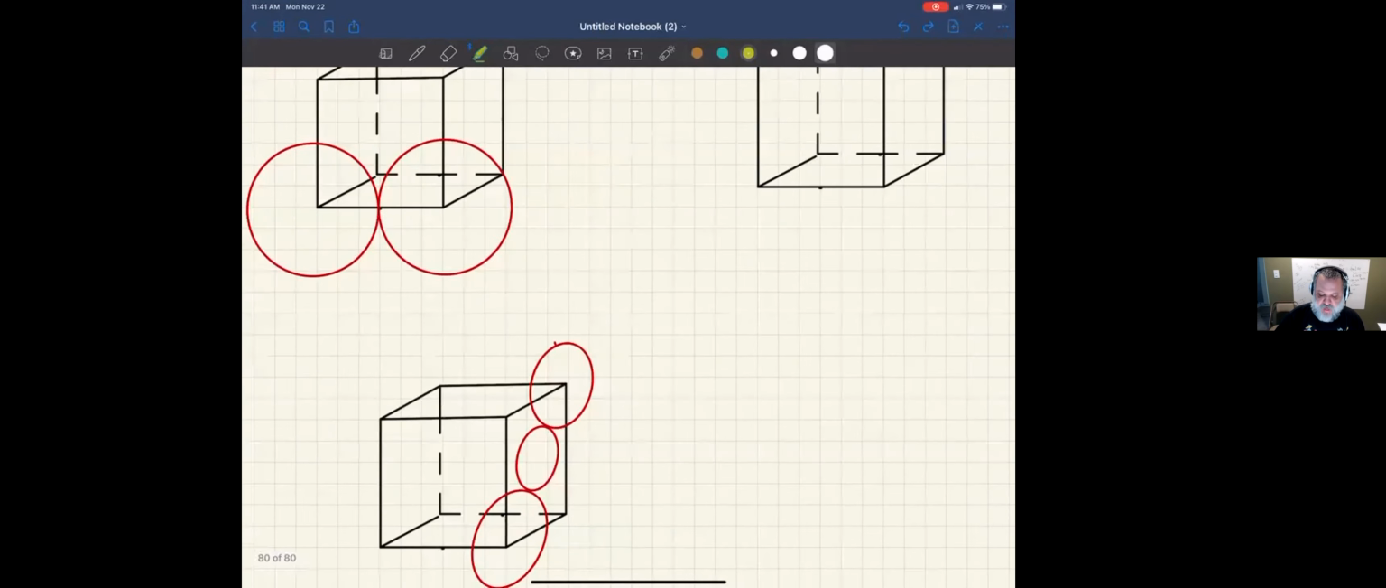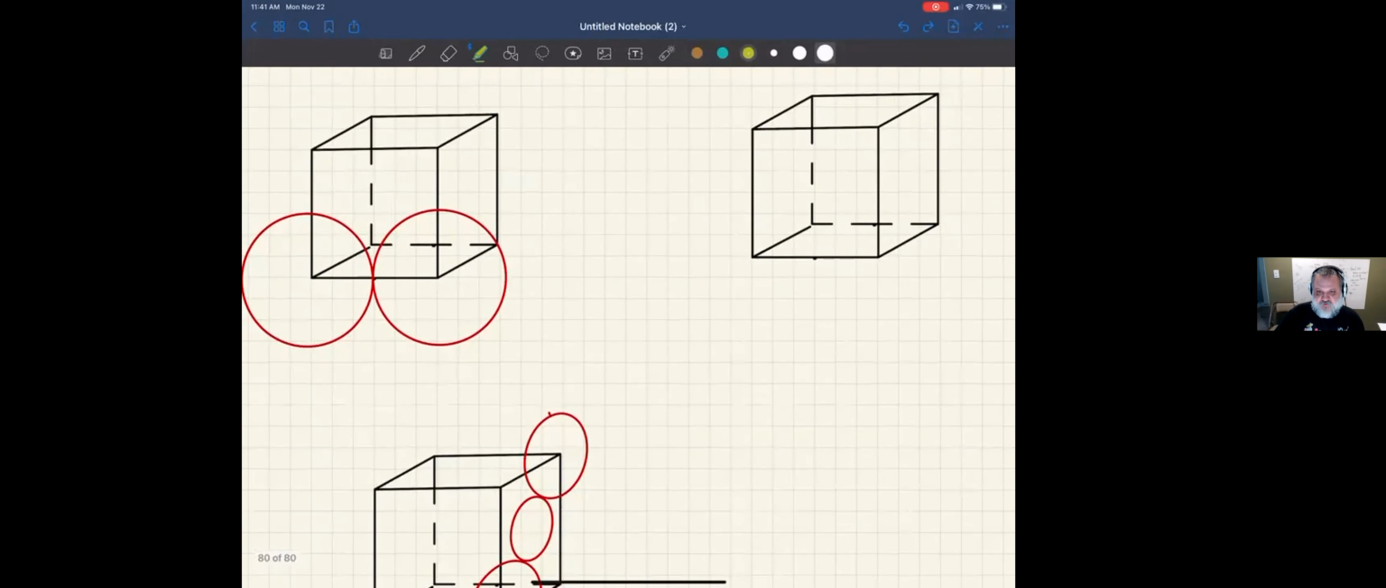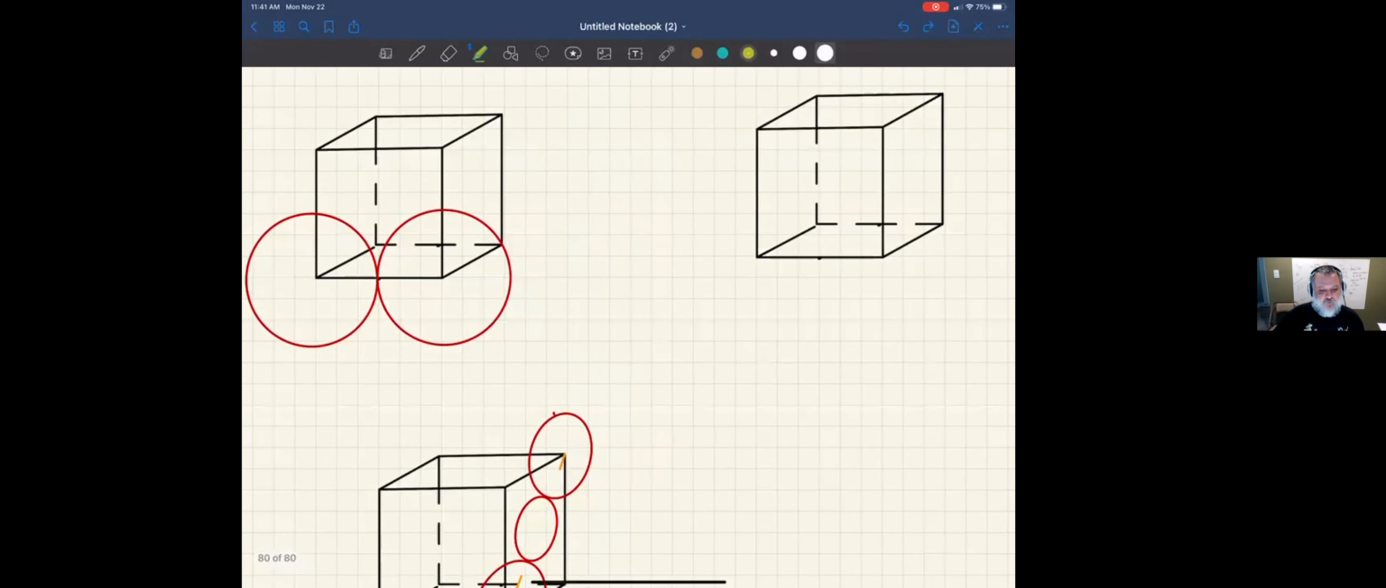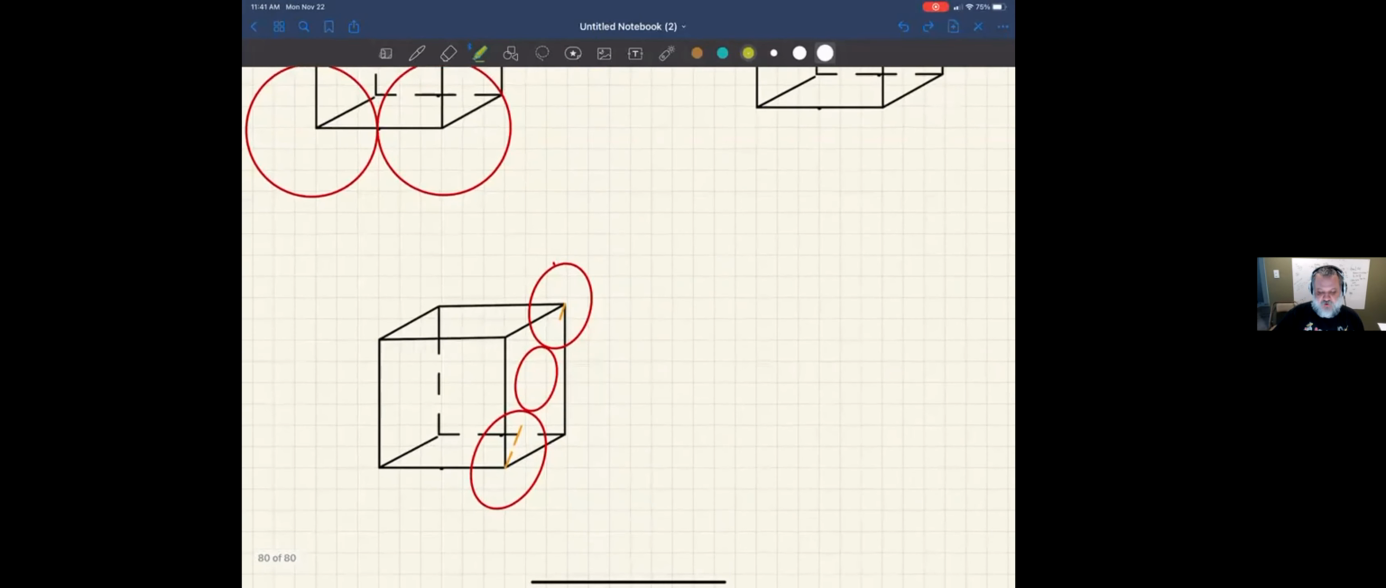Now, what about body-centered cubic unit cells? Hold on a second, I wanted to come back here. I'm going to show you the diagonal through the face is where the atoms are touching. And this is the triangle that I'm going to consider later on. What's next?